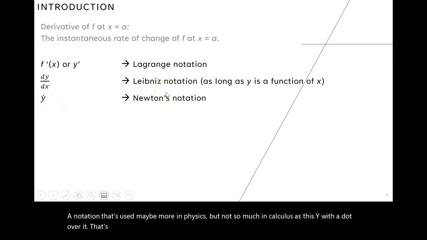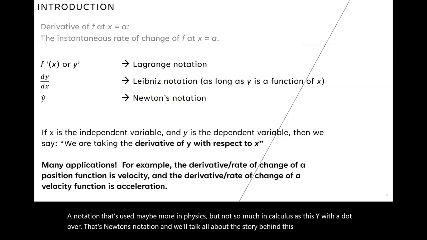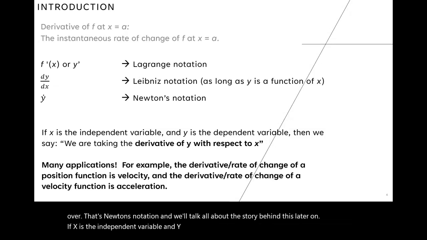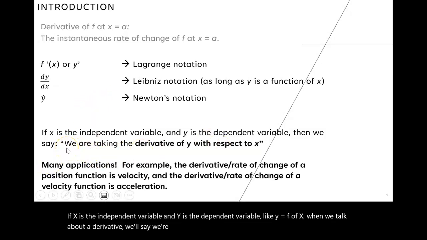That's Newton's notation. And we'll talk all about the story behind this later on. If x is the independent variable and y is the dependent variable, like y equals f of x, when we talk about a derivative, we'll say we're taking the derivative of y with respect to x. Okay, the respect to x means that we're respecting our independent variable.